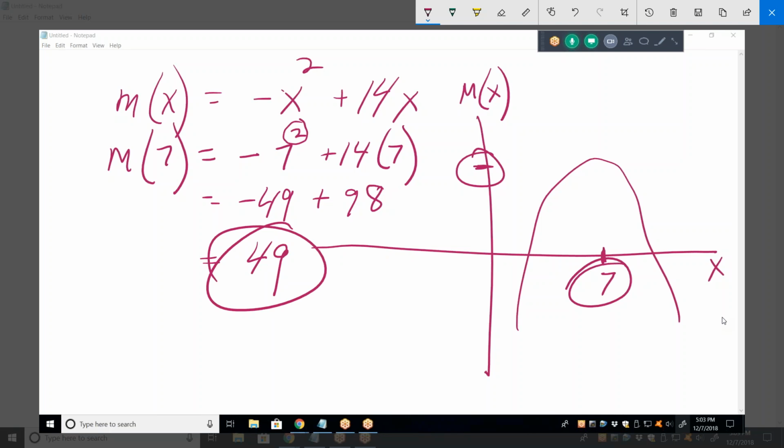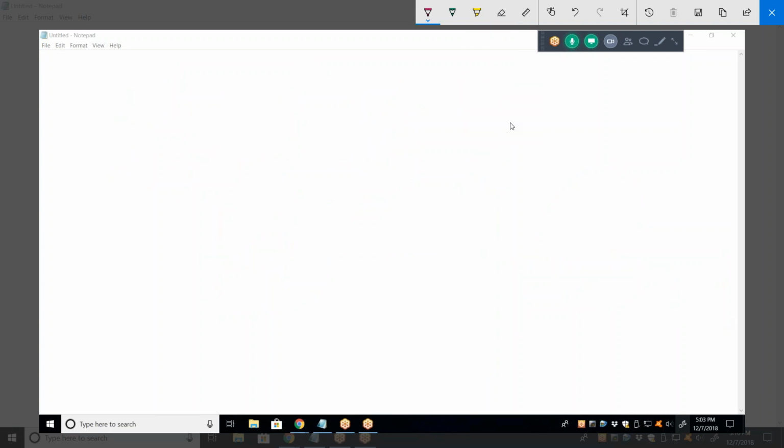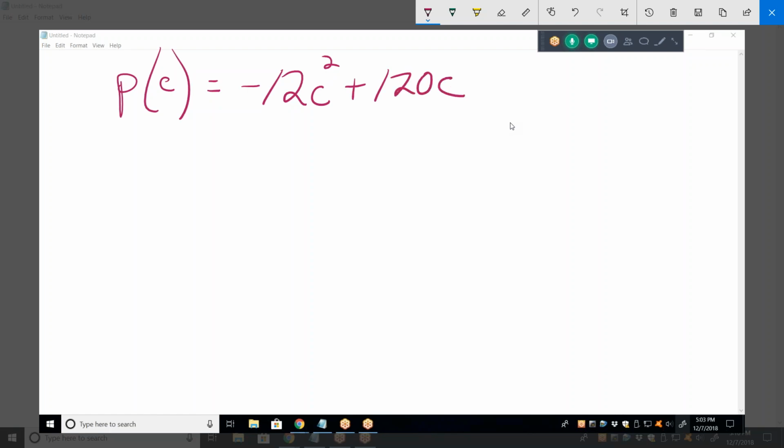Okay, I have another word problem. Okay. Probably do these without me looking at your page. So all I need is a function and read the word problem. All right, so the function is p of c equals minus 12c squared plus 120c. Exactly the same kind of function, except it's not in x, it's in c. So what is p of c and what is c?